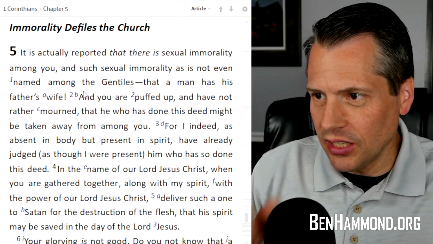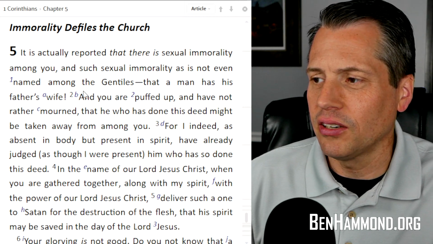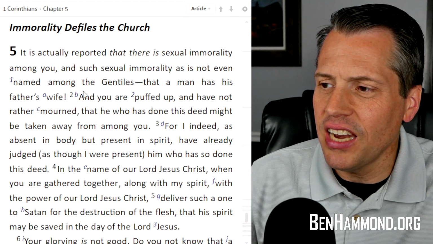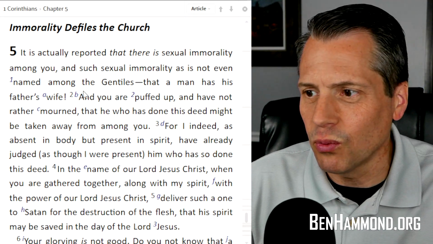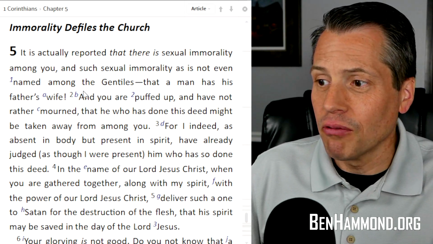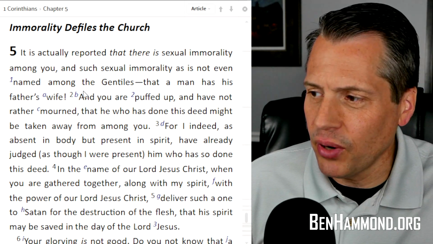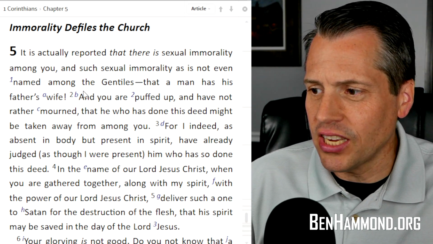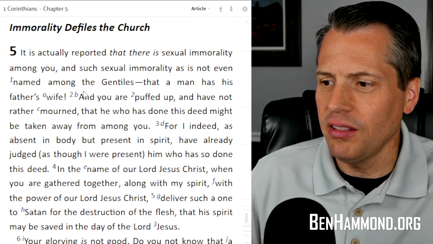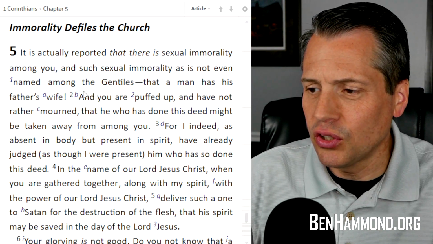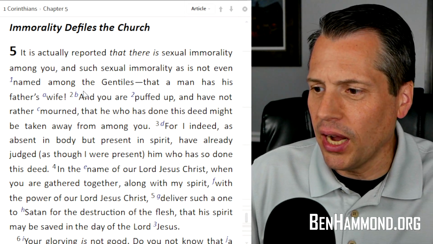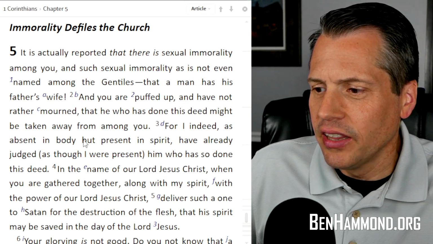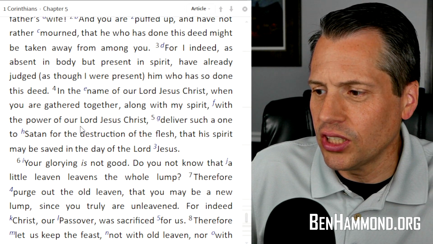Paul is writing to the church in Corinth, and he says, "It is actually reported there is sexual immorality among you, and such sexual immorality as is not even named among the Gentiles, that a man has his father's wife. And you are puffed up and have not rather mourned that he who has done this deed might be taken away from you. For I indeed, as absent in body but present in spirit, have already judged as though I were present him who has so done this deed. In the name of our Lord Jesus Christ, when you're gathered together, along with my spirit, with the power of our Lord Jesus Christ, deliver such a one to Satan for the destruction of the flesh, that his spirit may be saved in the day of the Lord Jesus."